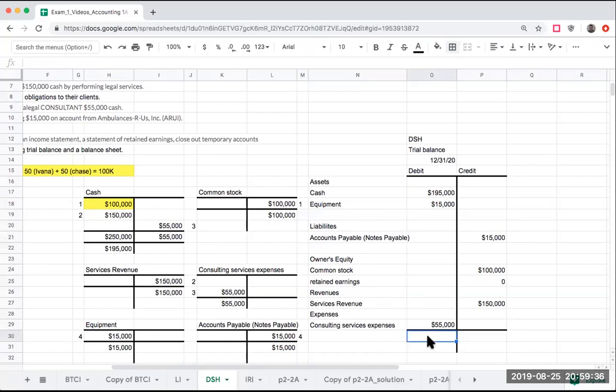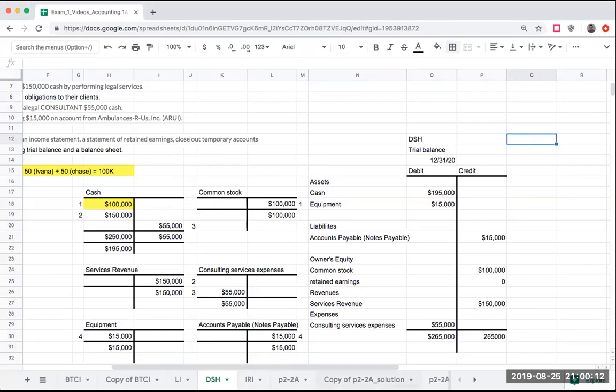So my next step, after doing this, is to make sure that my total debits equal my total credits. Over here, I have total debits of 265,000, and then total credits over here of 265,000. Okay. So are there any questions? I'll go ahead and unmute everybody. Okay. So any questions? No. Okay, great.